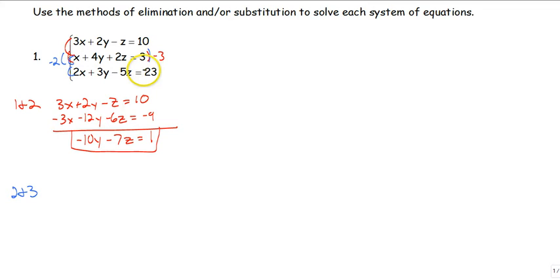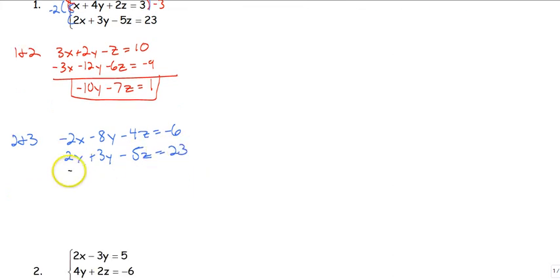Negative 2 times all of this is negative 2x minus 8y minus 4z equals negative 6. And then the other one is just 2x plus 3y minus 5z equals 23. Now I can do linear combination again, or elimination, whatever you want to call it. And you get negative 5y minus 9z equals 17. There is equation number 2.